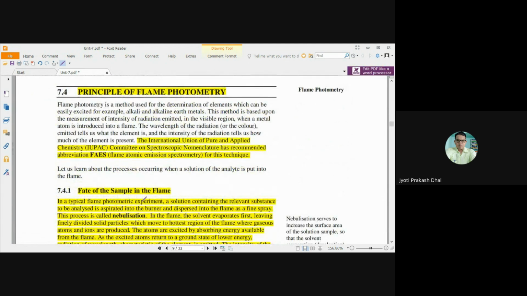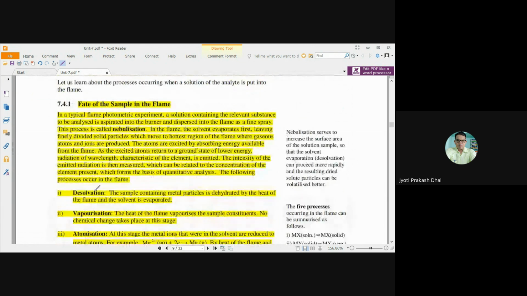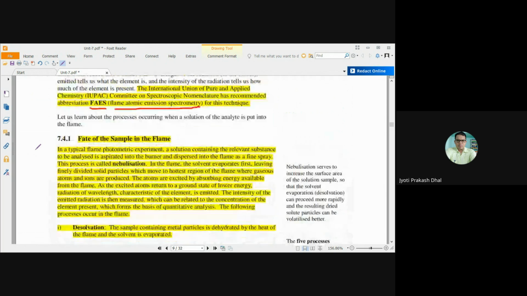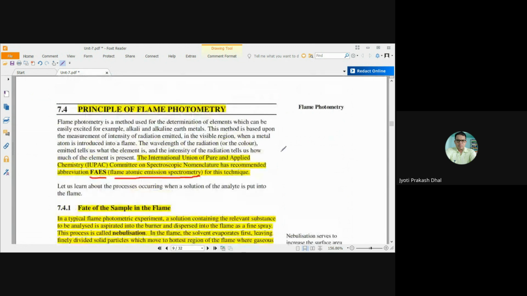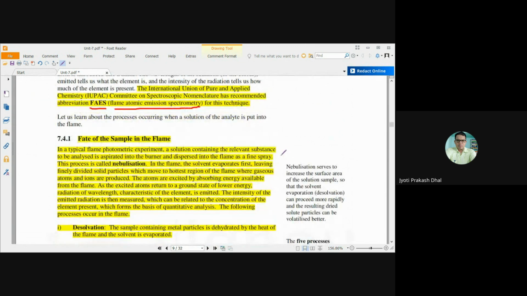Now coming to the principle of flame photometry. According to IUPAC, flame photometry is abbreviated as FAES, that is, flame atomic emission spectrometry. Here we will discuss the principle of flame photometry. The first one is the fate of the sample in the flame.